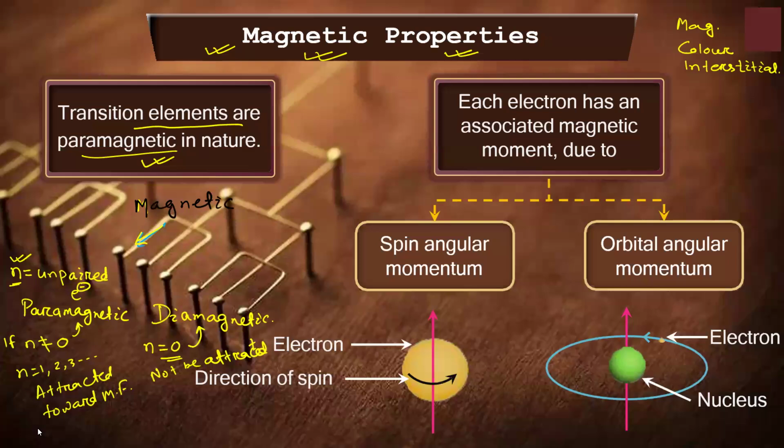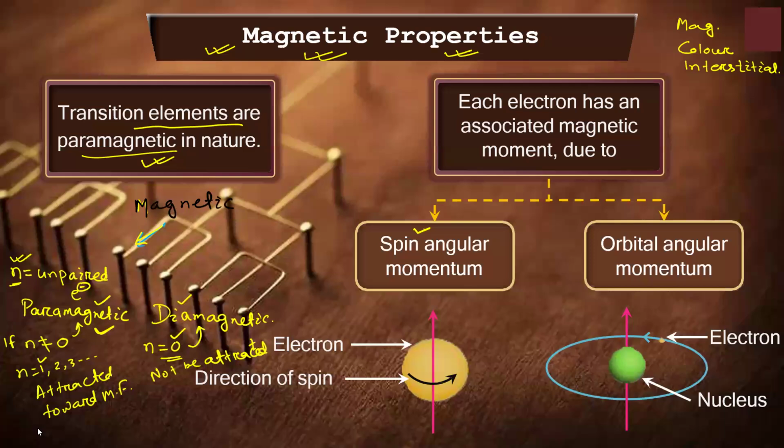Okay, let us see. As we are discussing, if a substance has at least one unpaired electron, then it will be paramagnetic. If it does not have any unpaired electron, then it will be diamagnetic. Okay, so listen carefully. The magnetic moment is of two types.